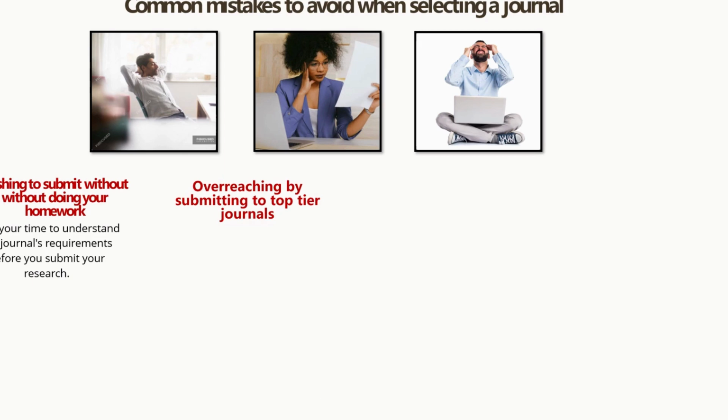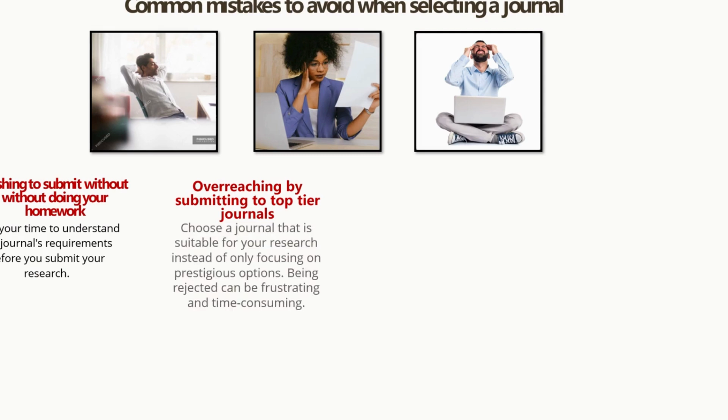Another thing is overreaching by submitting to top tier journals. My work has one impact factor of quality, but I want to publish it in a 10 impact journal. Let's try. Trying is a good thing, but you are submitting, formatting, and wasting a lot of time. These are significant mistakes most researchers make. So better avoid them. Try to work practically: what is the quality of your work and where it has to go.